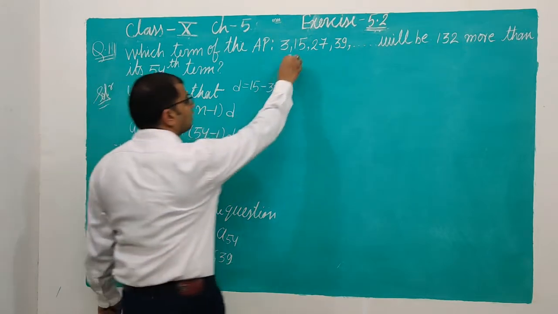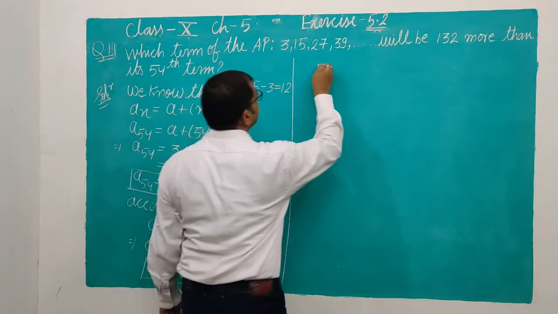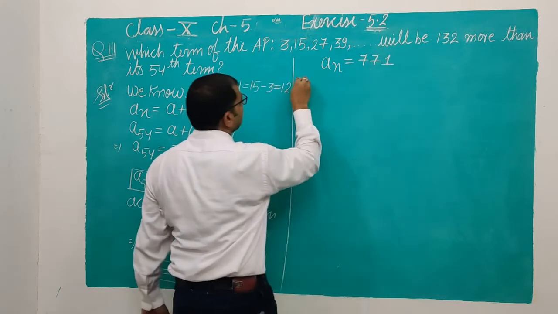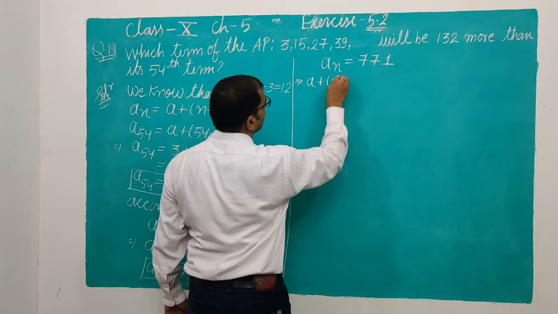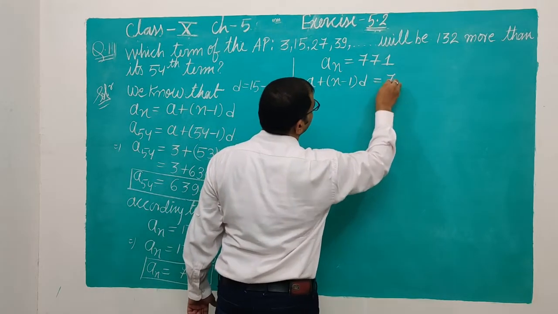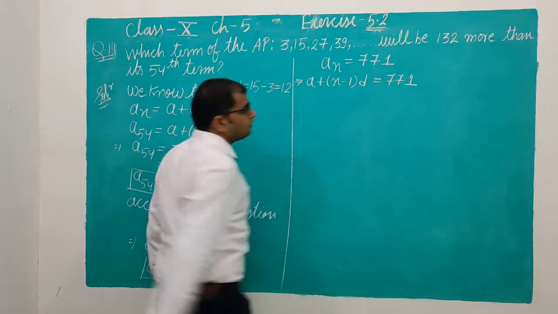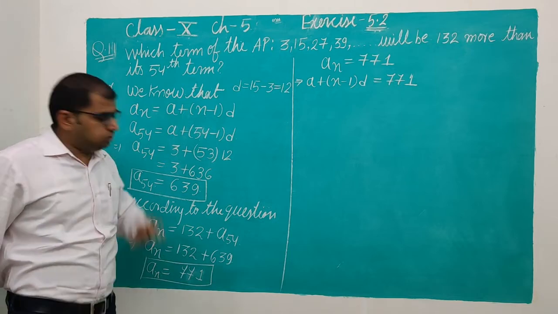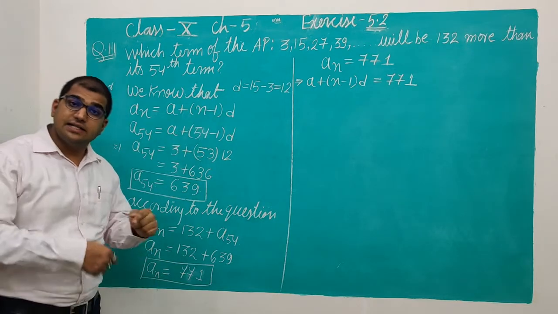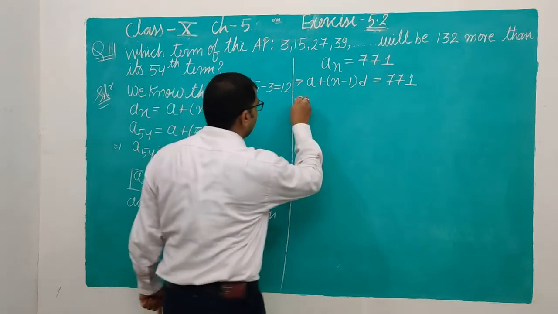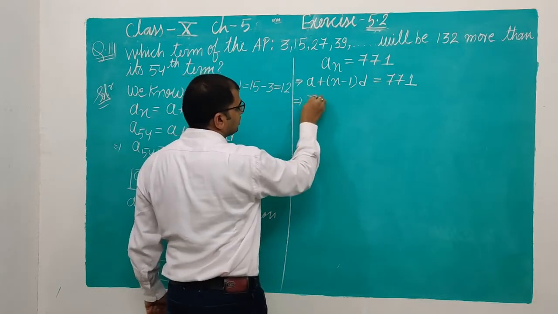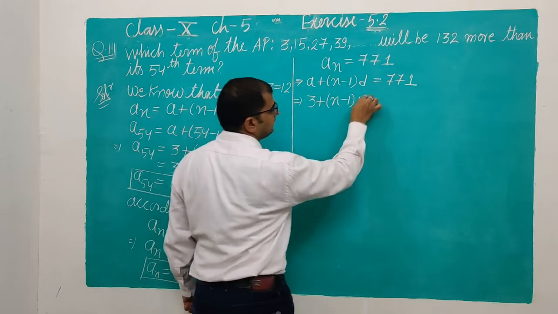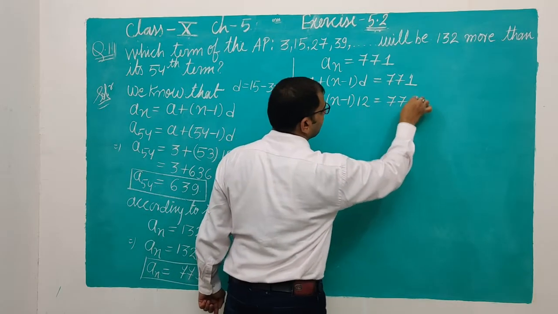Then after, according to the given AP, an we get that is 771. So from this AP an formula is a plus n minus 1 multiplied by d is equals to 771. आपको वो वैल्यू फाइंड आउट करनी है n की जिसमें ये जो टर्म है वो कौन से नंबर की टर्म है जो कि 132 मोर देन है किससे? 54th टर्म से. So put the value here by this series, that is 3 plus n minus 1 multiplied by d. d कितना आया था आपके पास? That is 12, is equals to 771.